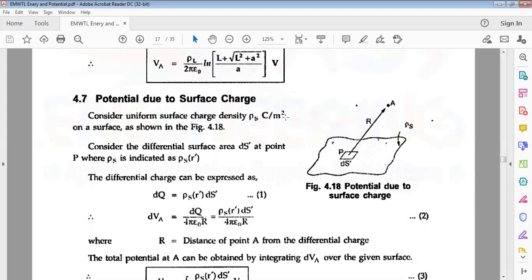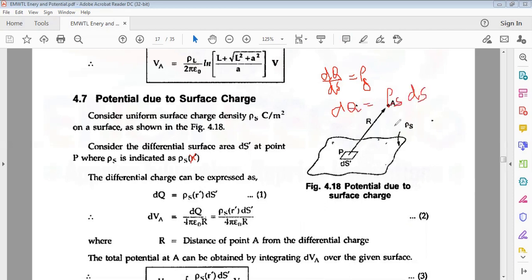So consider the uniform charge density rho S and a differential surface area dS at the point P. Rho S is indicated as rho S of R dash, or you can simply write rho S, because R dash is the distance. It is simply rho S. The charge density is the ratio of the change of charge with respect to the surface, so dQ by dS is equal to rho S, and dQ is equal to rho S into dS.